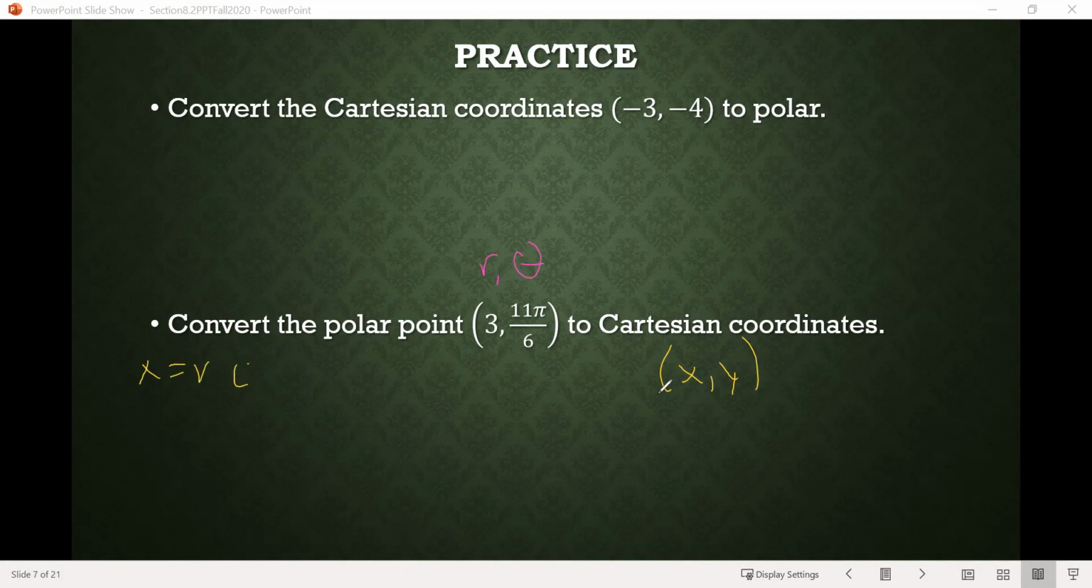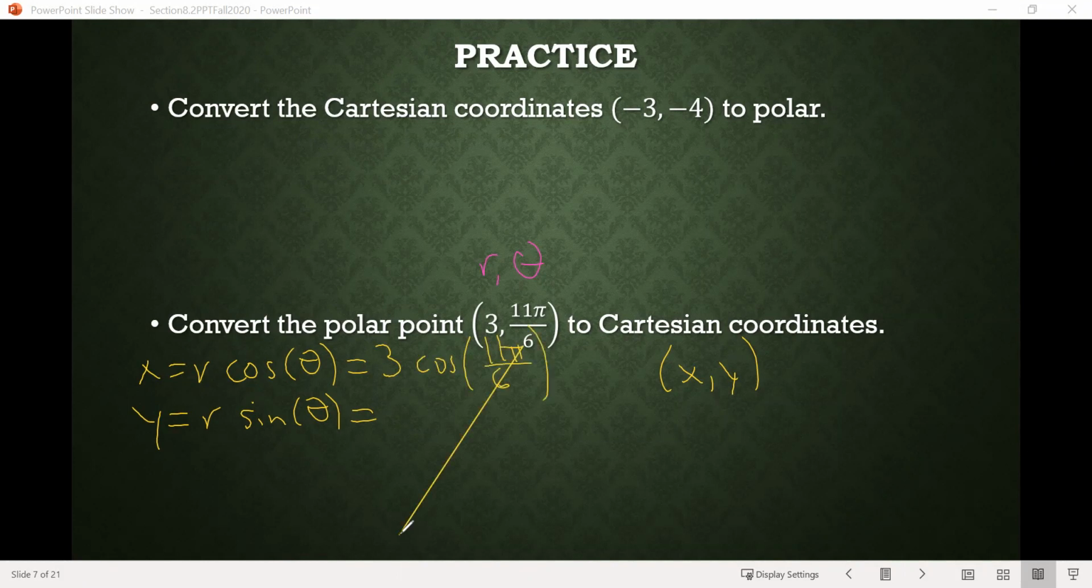Because we just have x equals r cosine theta, and oh my goodness, that was terrible. Let me try that again. x equals r cosine theta, and y equals r sine theta. Okay, so we plug in the information we have. So we'll do 3 times cosine of 11 pi over 6, and then we'll do 3 times sine of 11 pi over 6.